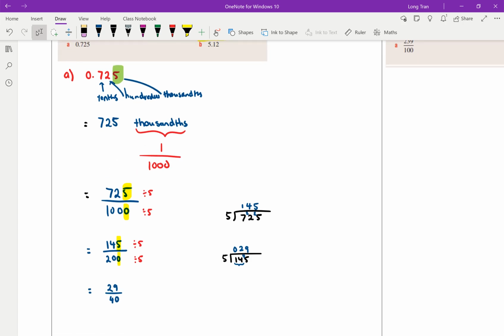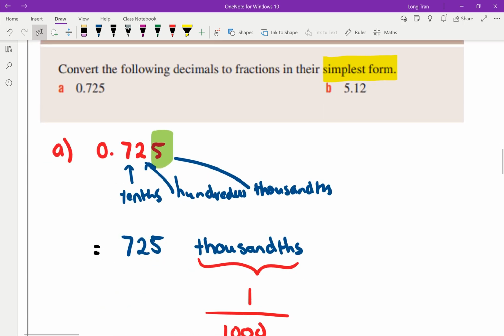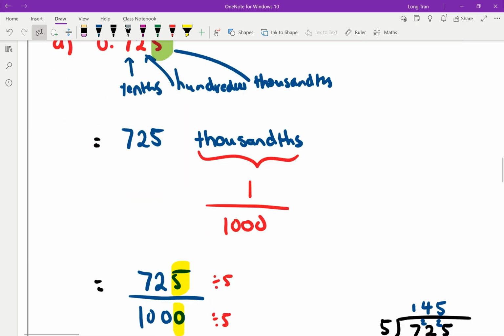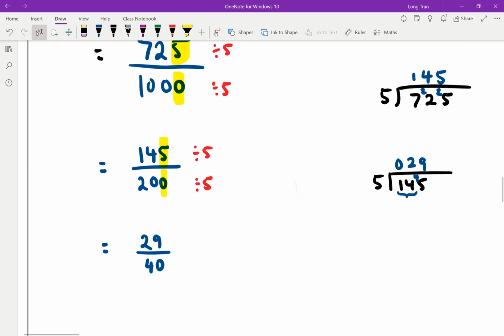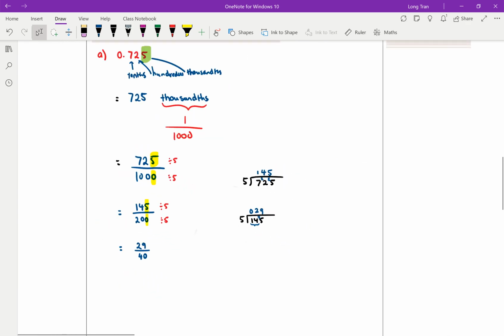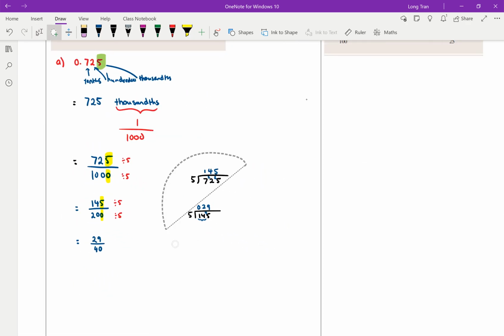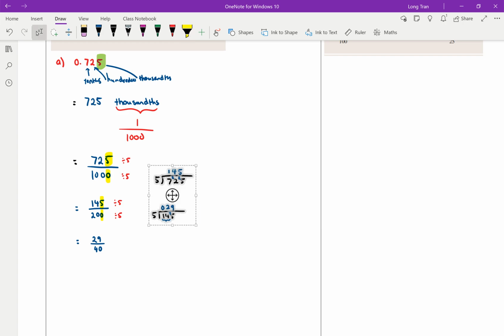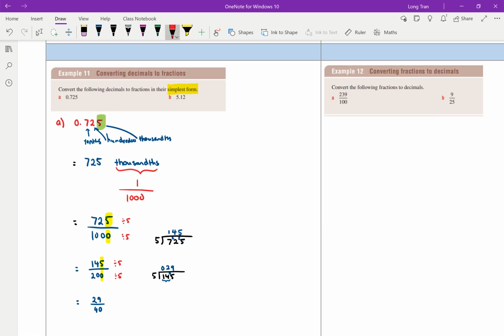So the easiest part was to read it: there's 725 thousandths. I wrote it, and the hard part is simplifying. That's the only part that I would say requires practice for a lot of you, in terms of how comfortable you are with division. Okay, let's try B together. B is the same idea. We've got 5.12, and we're going to do the same thing as well.